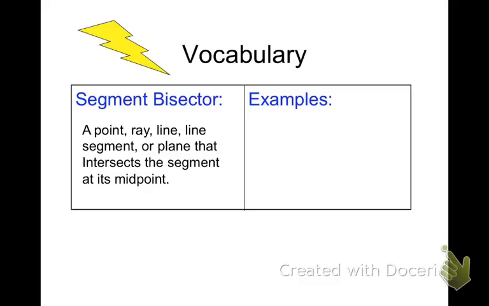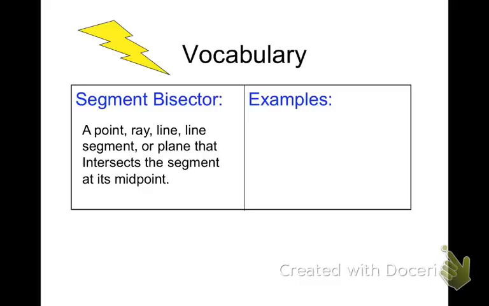ray, line, or plane that intersects the segment at its midpoint. Okay, so a point, ray, line segment, or a plane. We don't really see the plane too often. That intersects the segment at its midpoint.